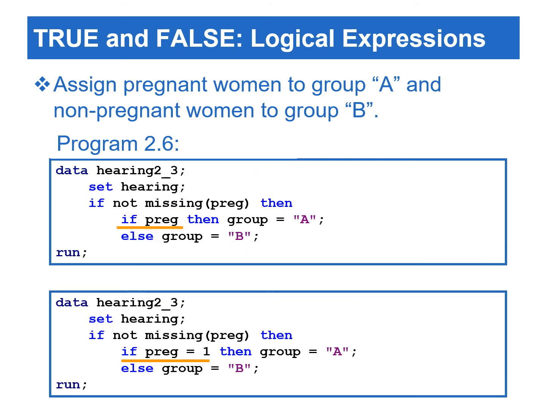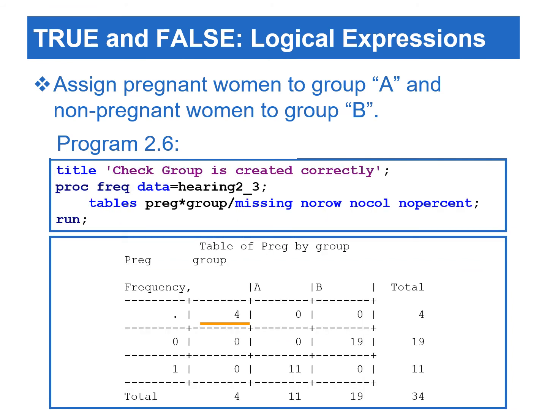Now, we use the if-then statement to generate the group variable. The group variable is assigned with value A or B only when the preg variable is not missing. Once the group variable is created from the data step, proc freq returns as a third step, to check if group is correctly created, by examining the frequency in the cross-tabulation of the preg and group variables.